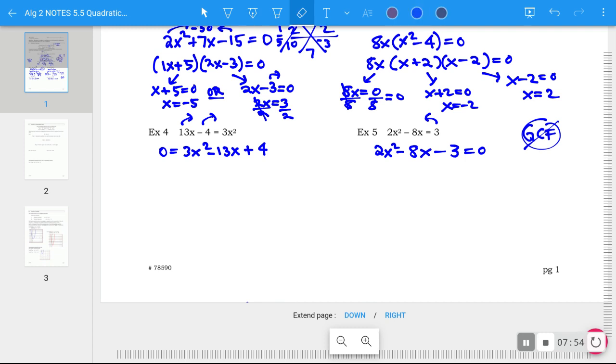Okay, example 4, we're going to go ahead and break this apart. We've already checked for a GCF, and there is none. So let's go ahead and set up our little star on the side here. 3 and 3. That's your leading coefficient. And 3 times 4 is 12. So I'll put 12 up there. Right below it is the middle term, -13, or the middle coefficient.